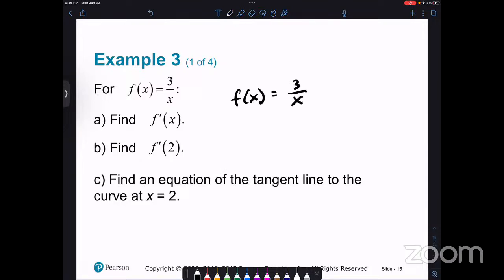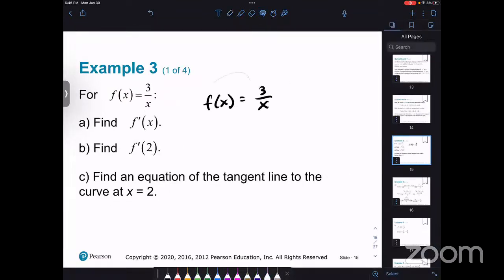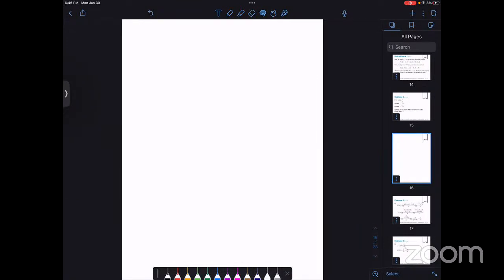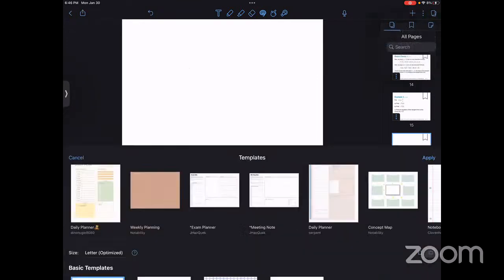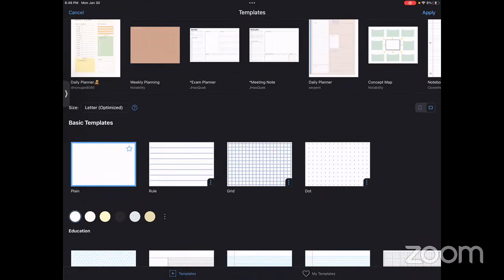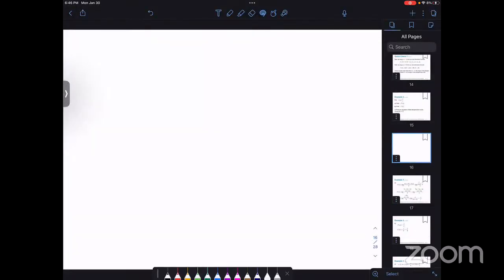Let me cut this guy. Cut. And I'm here. Let me add a page. And let's go to template. We want this orientation just to be consistent. That's fine. Okay. Let's go ahead and add another page.